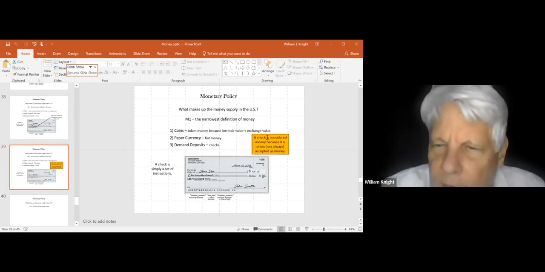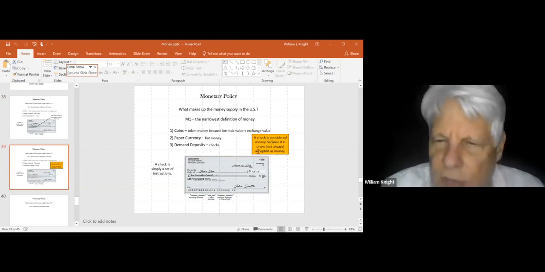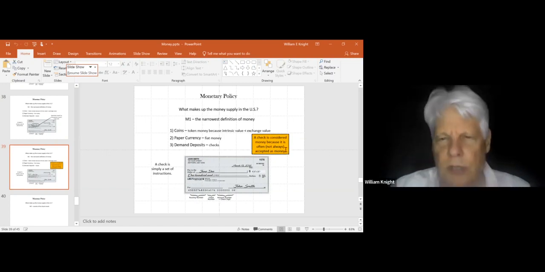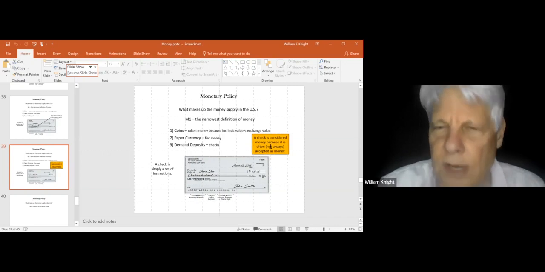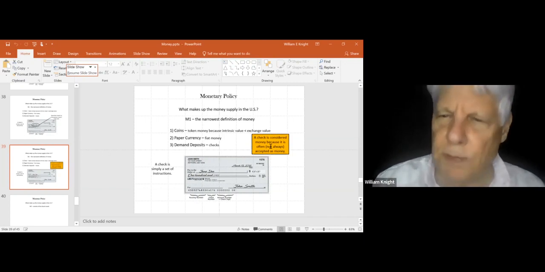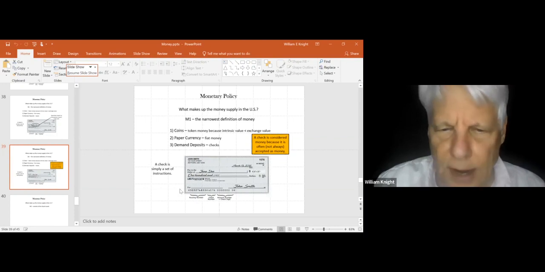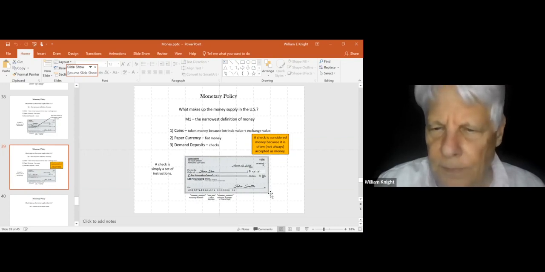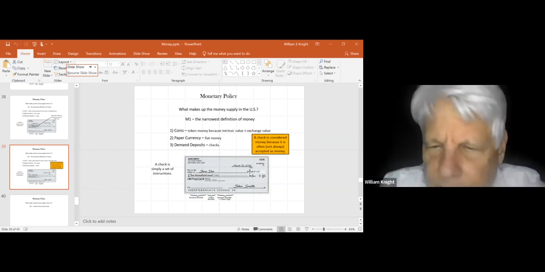Now, a check is considered money because it is often, although not always, accepted as money. Merchants want to make your purchase of their product or service as convenient for you as possible. And so they will oftentimes accept your check. Now, this right here is the equivalent of a $100 bill. Now, it is not legal tender.